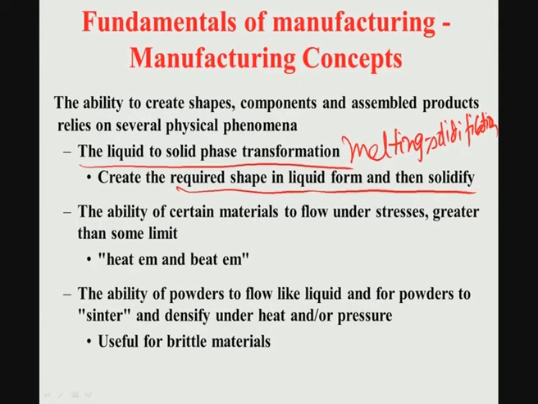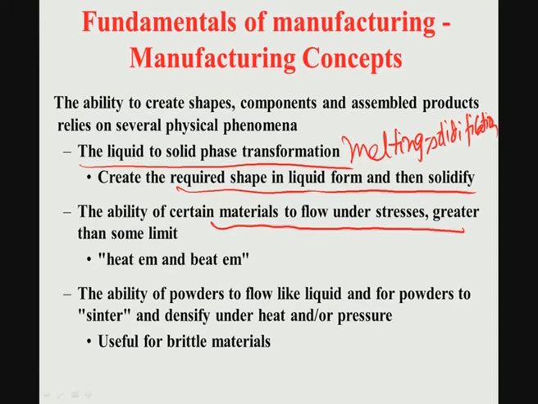The second one is the ability of certain materials to flow under stress, like I will show you in the next one or two slides, that there is something called bulk deformation process like rolling, like forging, like extrusion, where bulk material will undergo deformation under compressive stress or in some cases under tensile stresses. So, if a material cannot flow or cannot be deformed under stresses and the material cracks, then that material you cannot make into a very complex shape.